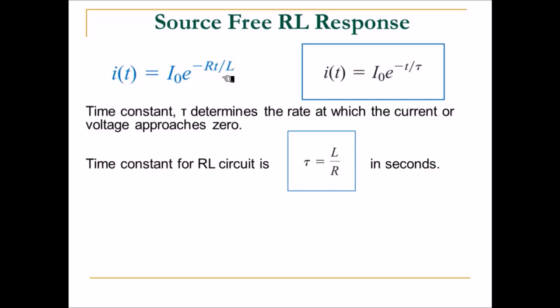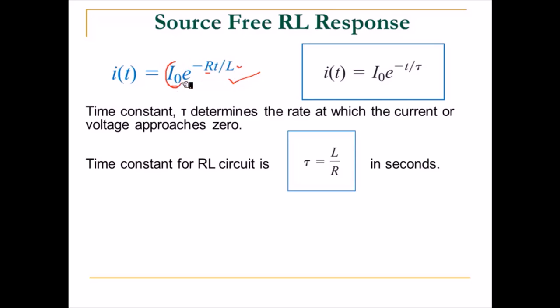In the last video lecture, we derived the current flowing through the inductor, i(t) = I0 e^(-Rt/L). There are three constants present in the equation: I0, the resistor R, and the inductor L. Let's recall what I0 is.